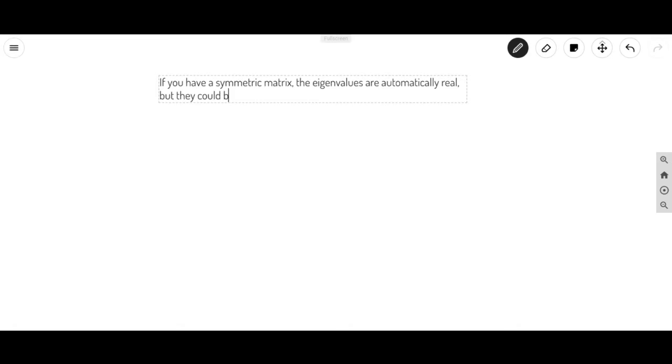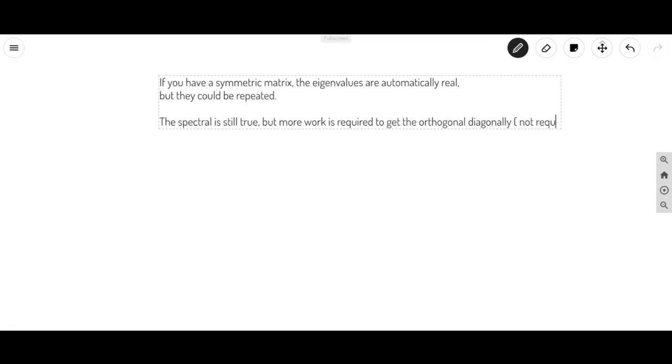But they could be repeated. The spectral theorem is still true, but more work is required to get the orthogonal diagonalization. So you will not be required to know this because it's just more computational work.